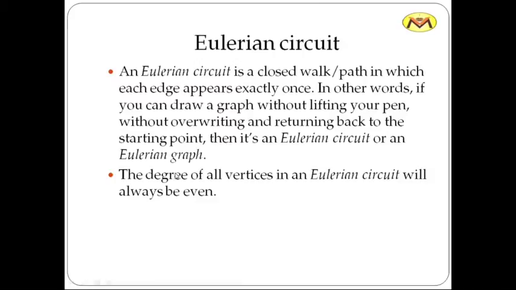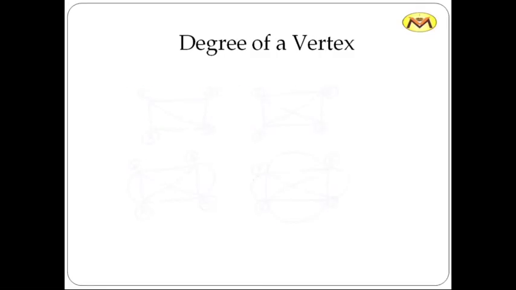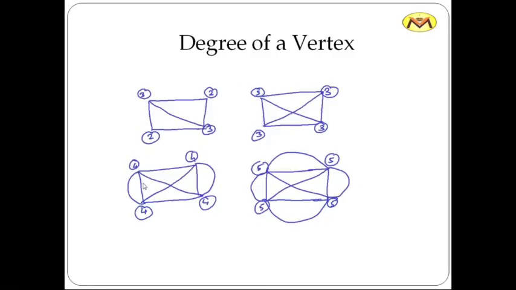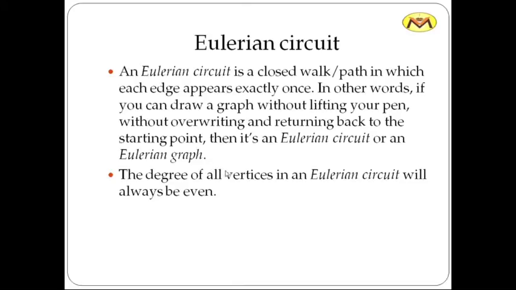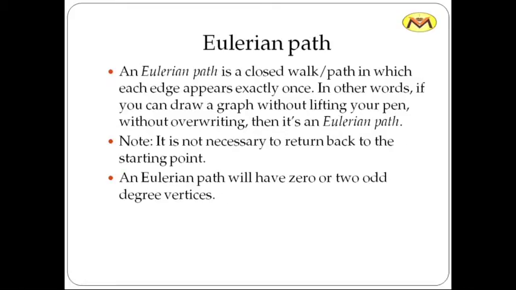This was a case of an Eulerian graph or an Eulerian circuit, because we were able to start from a city and then we were able to come to the same city. And in an Eulerian graph or an Eulerian circuit, we can see that the degree of all the vertices is always even. It will always be even. And then there is something called Eulerian path.